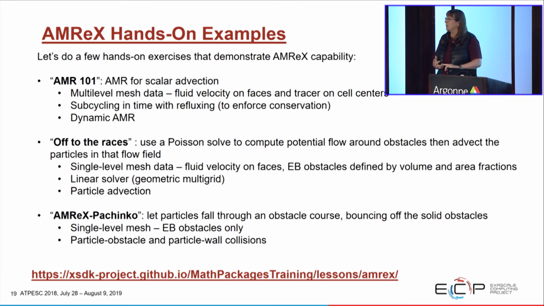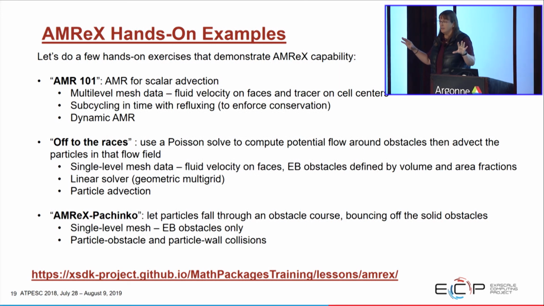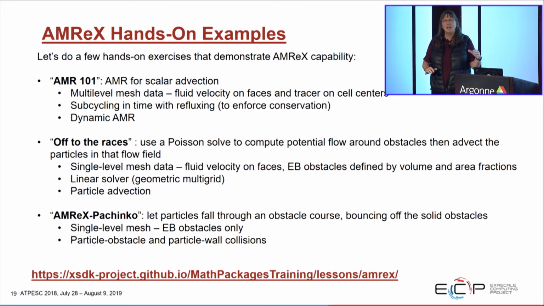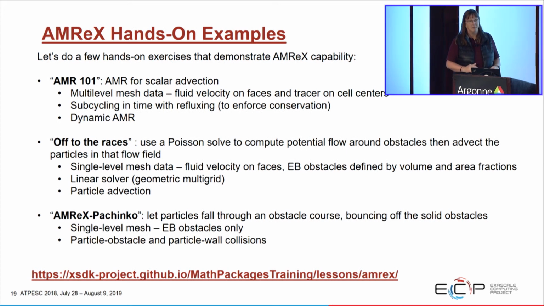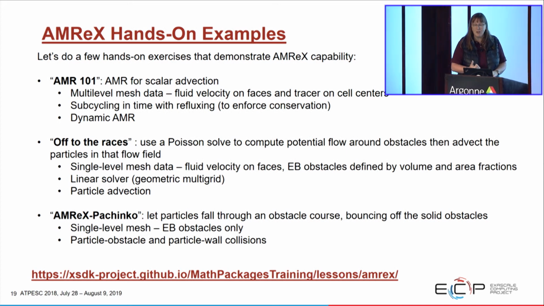So off to the races, we're going to put some obstacles in the flow. We're going to use the linear solver to solve for a flow field, and we're going to race some particles around them. And what you get to do for hands-on is determine the placement of the cylinders. So the game is, and I don't know if we figured out the point total, but if anybody can figure out what configuration of cylinders gets the first particle to the finish line fastest. Something to think about. And then the third example is AMR Pachinko.